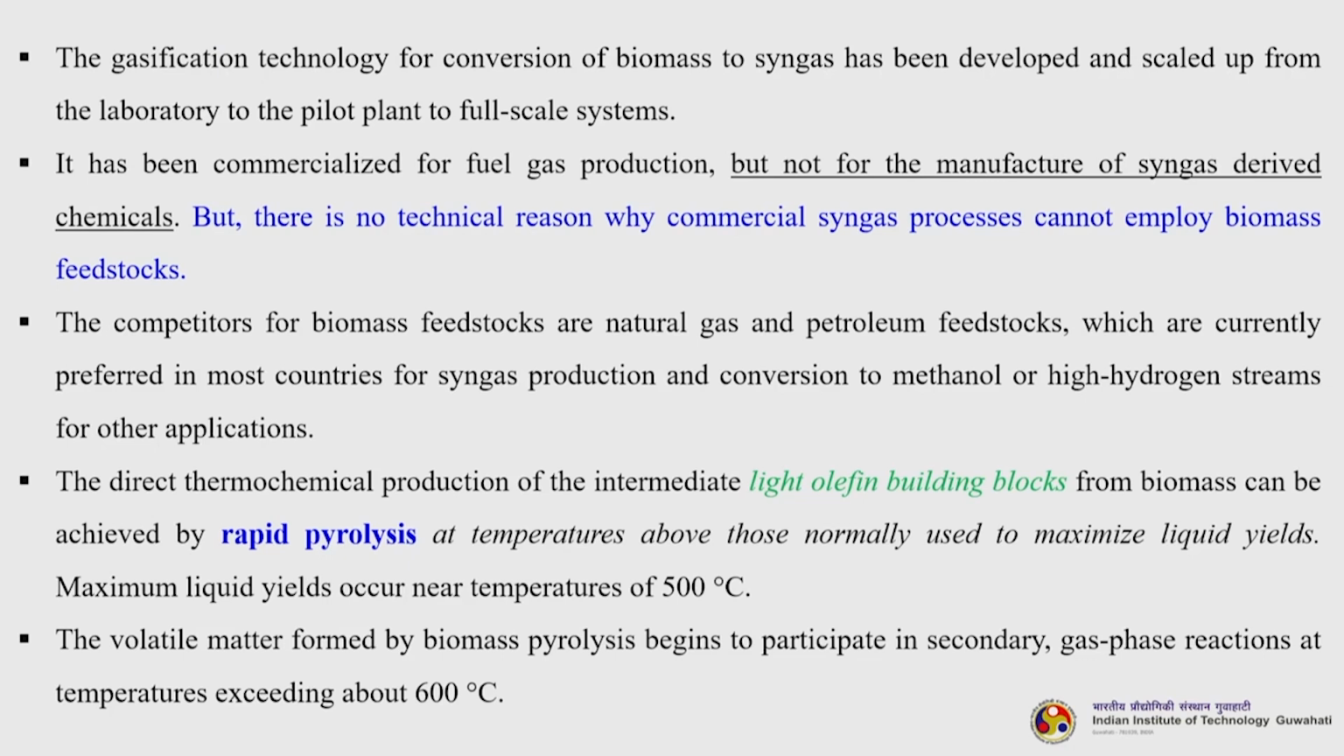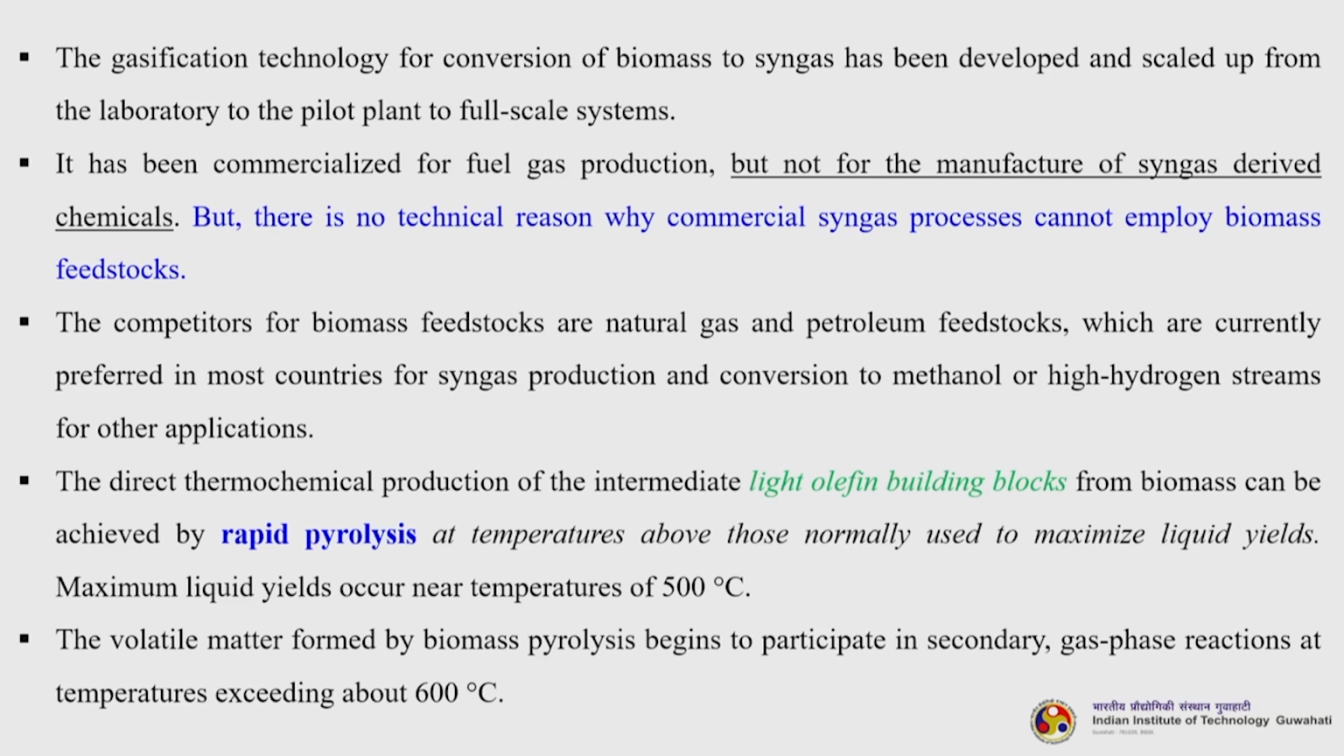If you recall, we have discussed some of the success stories, how it has been adapted in India as well as other countries. Now, it has been commercialized for fuel production, but not for the manufacture of syngas derived chemicals, but there is no technical reason why commercial syngas processes cannot employ biomass feedstocks. Time has come that it has to be done. The competitors for biomass feedstocks are natural gas and petroleum feedstocks, which are currently preferred in most countries for syngas production and conversion to methanol or high hydrogen streams for other applications.